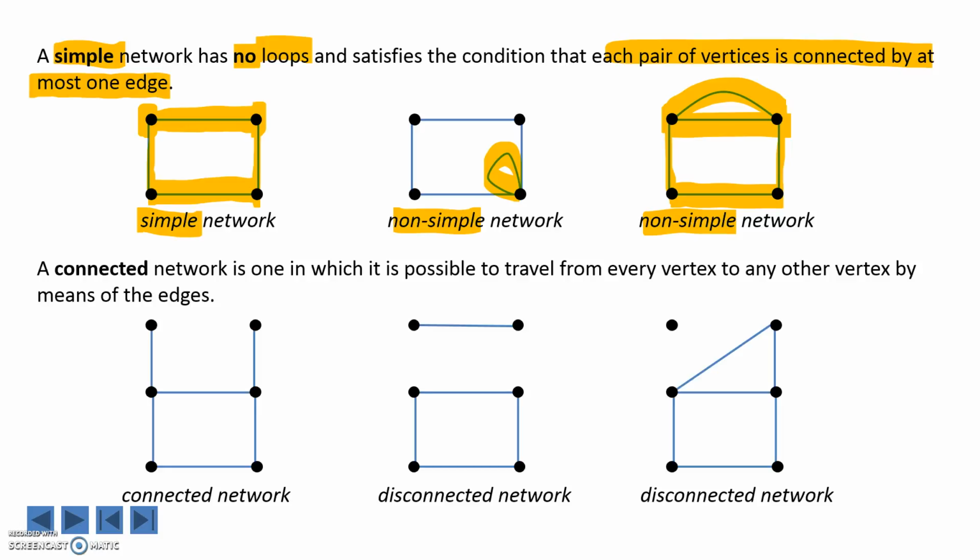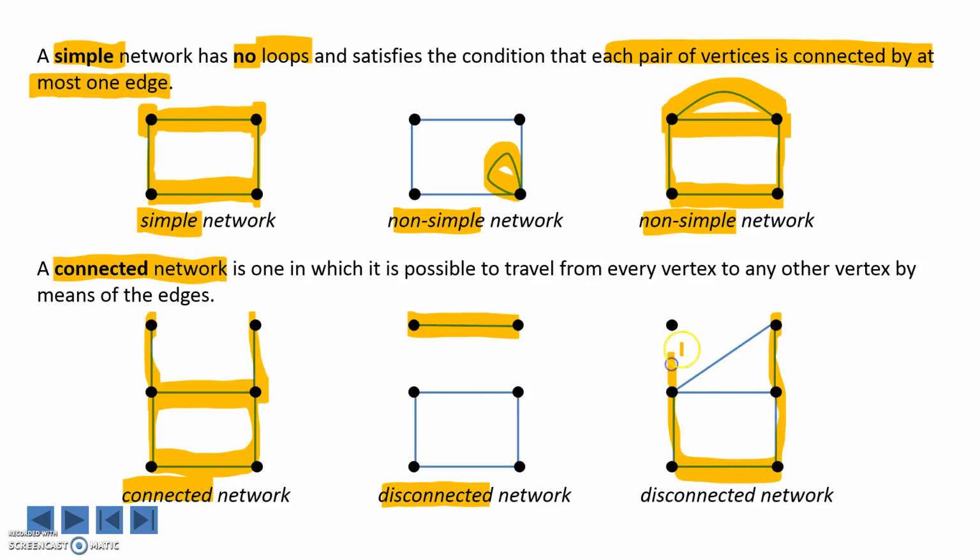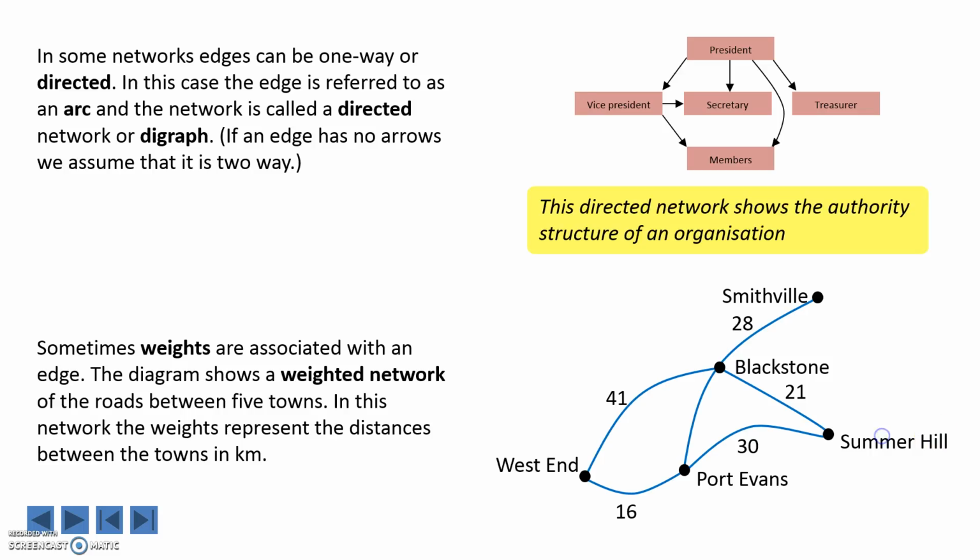A connected network is one in which it is possible to travel from every vertex to any other vertex by means of all the edges. So if I start here, I can go around and I can get to all the other vertices. If I have a look here, I can't. There's no line joining. So that one would be disconnected, whereas this one is connected. If I start here and go around and I want to, oops, can't jump. So that is disconnected as well.